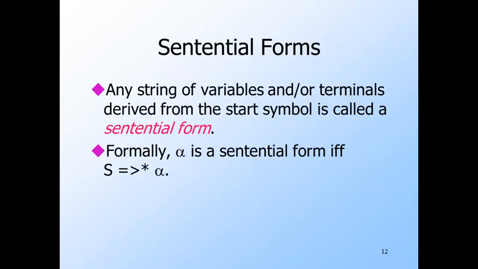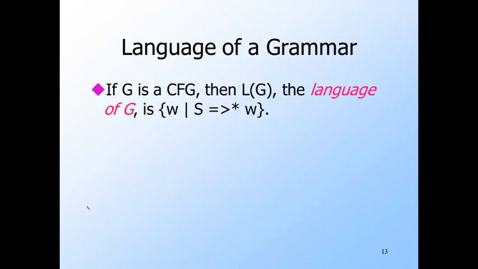A sentential form for a grammar is any string derivable from the start symbol. That is, S arrow star the sentential form. The sentential form can consist of any mix of terminals and non-terminals. The language of a grammar G is the set of terminal strings W such that the start symbol of G derives W.